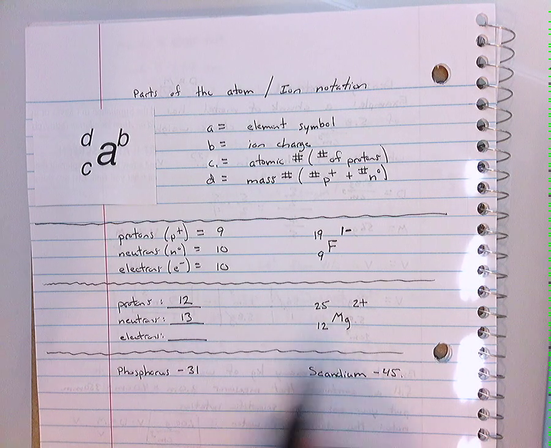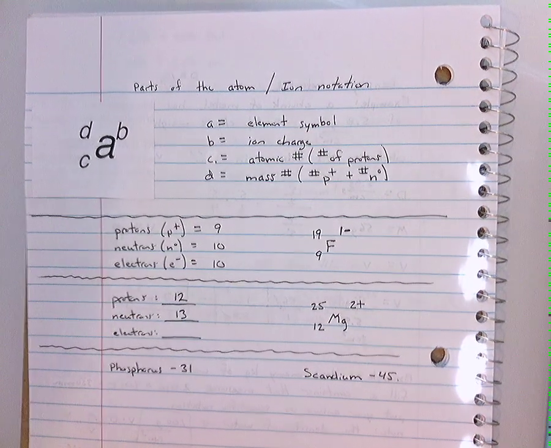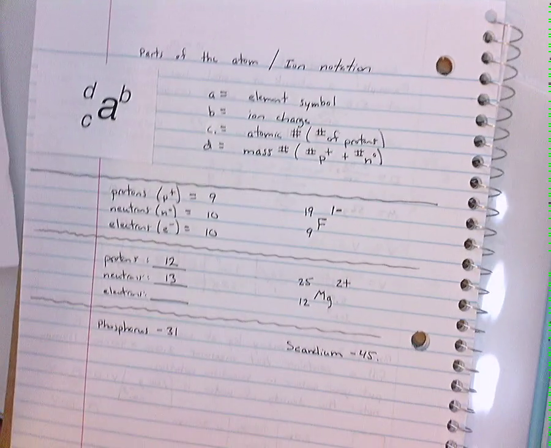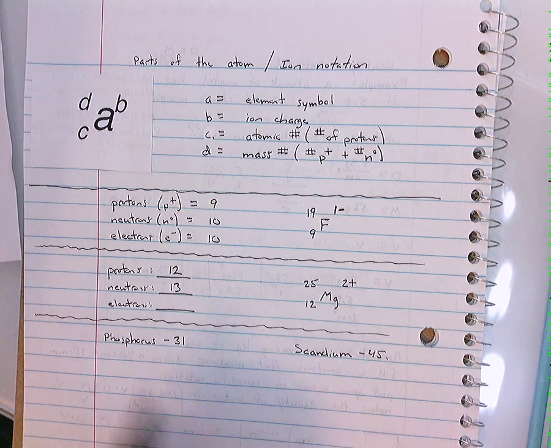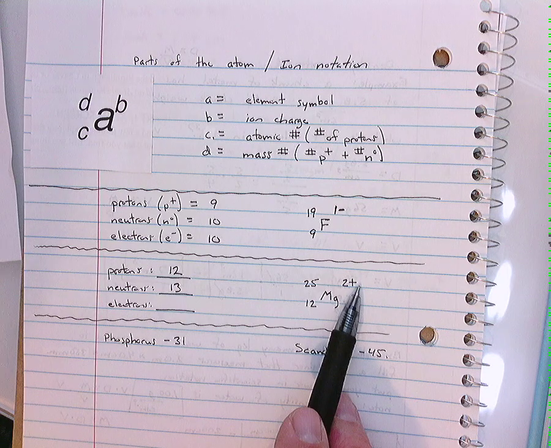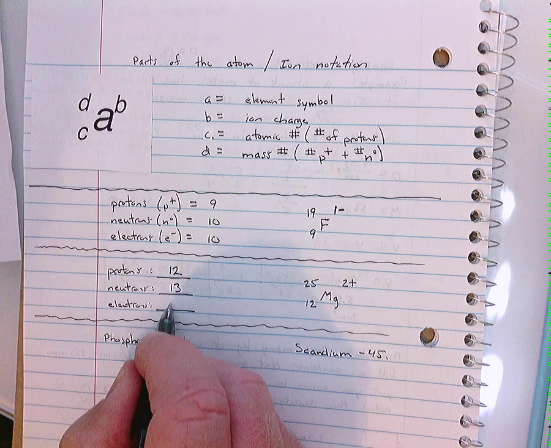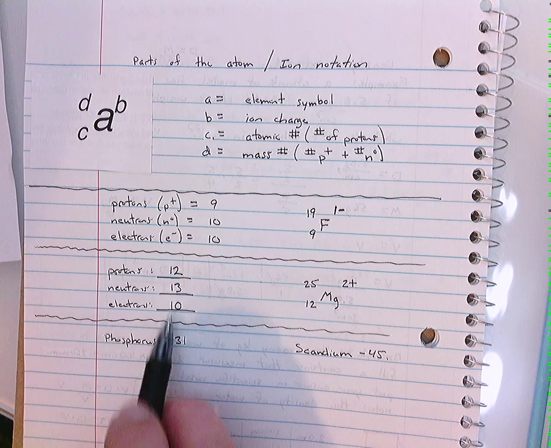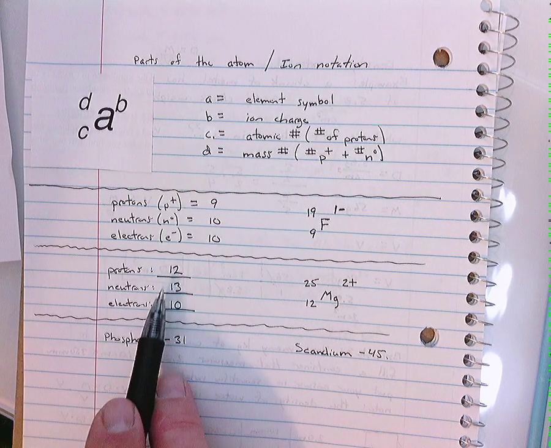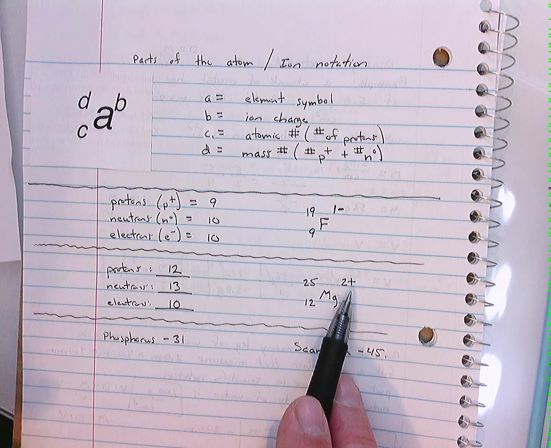Finally, for electrons, we have a 2 plus overall charge, which means that this ion has 2 more positive pieces in it, or 2 more protons, than it does electrons. So therefore, we're going to say this element has 10 electrons to cancel out 10 of the protons, leaving us with 2 extra protons left over to contribute to our positive 2 charge.